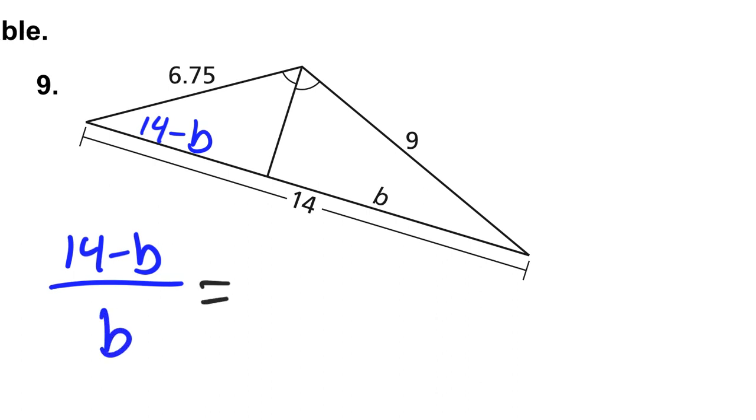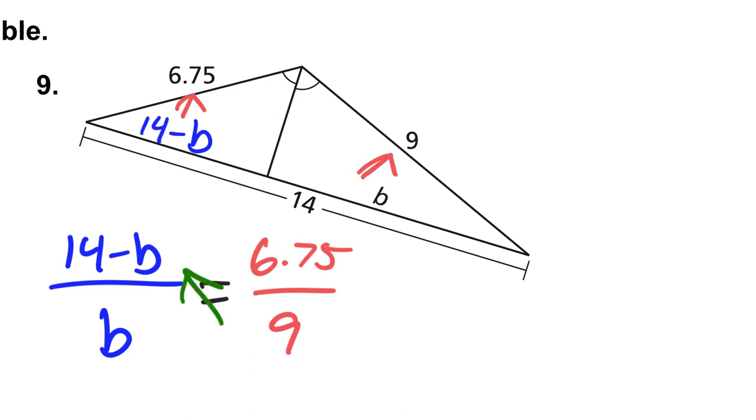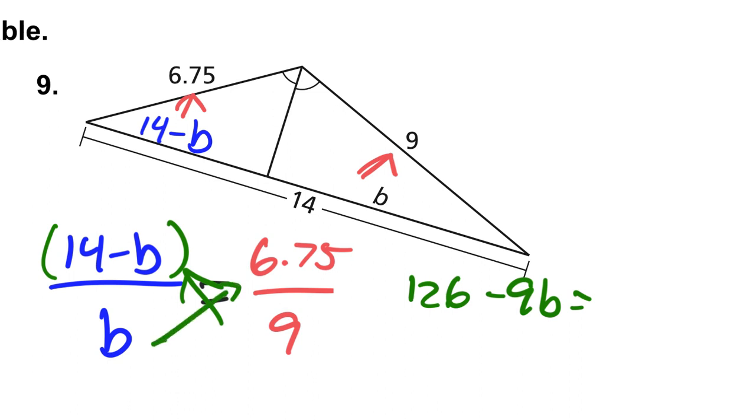is equal to, well, what's part of the triangle is with 14 minus B? It is the 6.75. I'm going to compare that to the 9. So what we got to do is we have to do some cross multiplying. I'm going to model this. If I cross multiply, put parentheses here, and we're going to get 126 minus 9B equals, multiply the other way, 6.75B. Now, if you continue going, you get B equals 8.